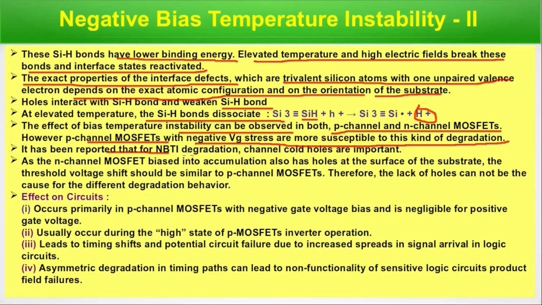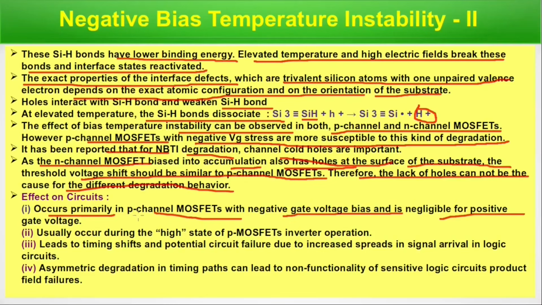It has been reported that for NBTI degradation, channel cold holes are important. As an N-channel MOSFET biased into accumulation also has holes at the surface of the substrate, the threshold voltage shift should be similar to the P-channel MOSFET. Therefore, the lack of holes cannot be the cause of different degradation behavior. The presence of holes creates this situation. When we operate an N-channel MOSFET in accumulation, we apply negative bias that accumulates holes near the interface and creates a similar situation. The effects on circuits occur primarily in P-channel MOSFET with negative gate voltage bias and are negligible for positive gate voltage. It usually occurs because negative gate voltage is required.